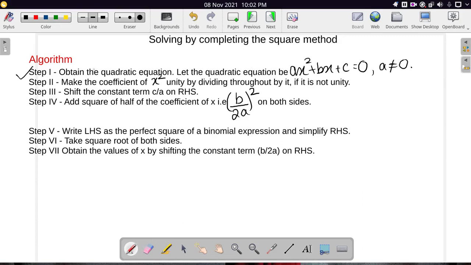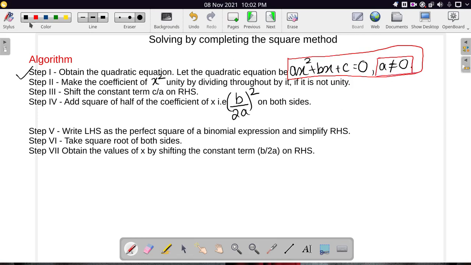Step 1: obtain the quadratic equation. Let the quadratic equation be this. This we all know. This is the general form of a quadratic equation, where a is not equal to 0. You should mention that because a is the leading coefficient. I have already told you why a is not equal to 0. This is a constraint, a very important part. So this is the general form.